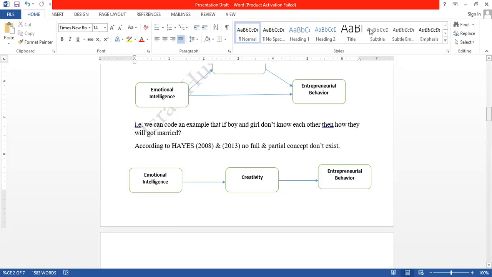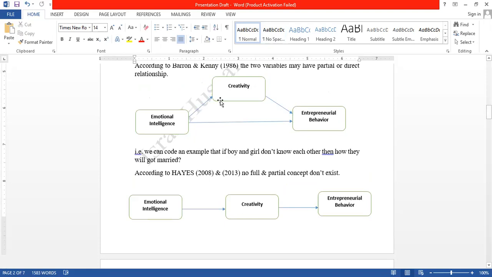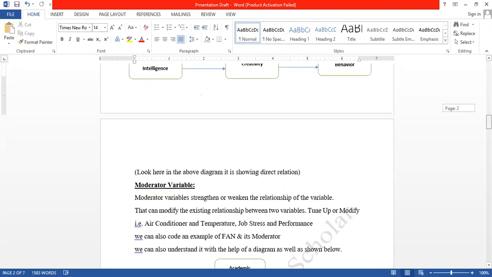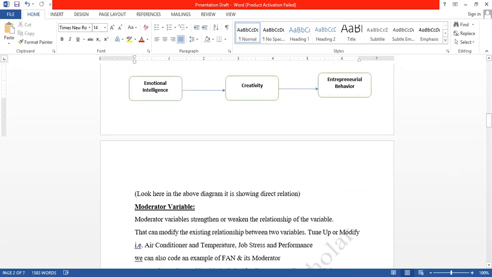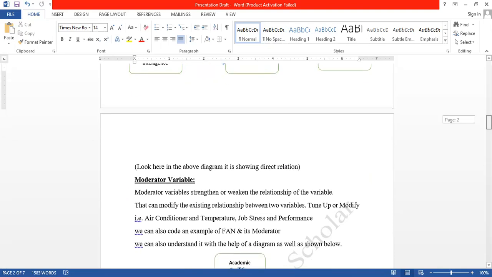As in the previous diagram, we showed the relationship with a third party, or you can say a mediator or moderator role. But here you can see emotional intelligence is affecting creativity, and creativity is affecting entrepreneurship behavior. You can see directly a relationship of these variables.